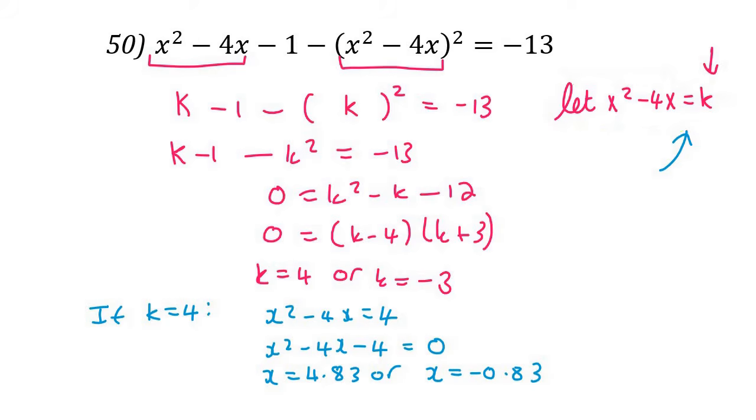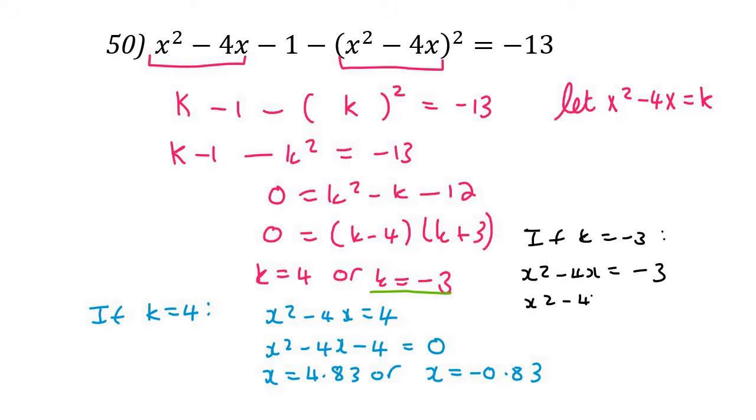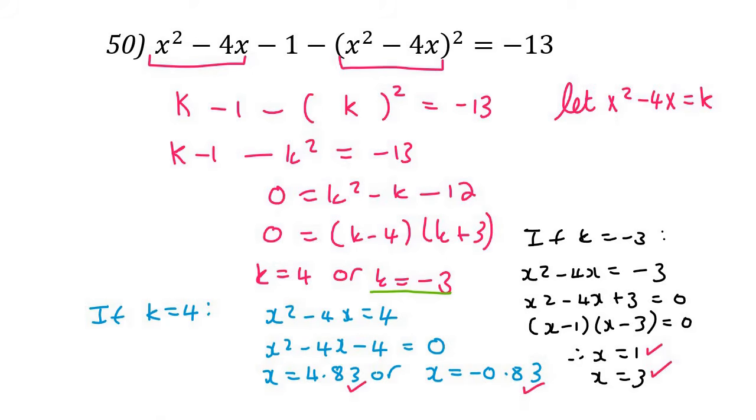Now we need to do this again, but now we're using our other k answer, which is negative 3. So I'll squeeze that in here. If k equals negative 3, then we start the process again, like that. And then I bring the negative 3 over. I can then factorize this. That's actually going to be negative. And so therefore x is 1 and x is 3. So look at that, guys. It's pretty cool. We got 4 answers: 1, 2, 3, and 4.